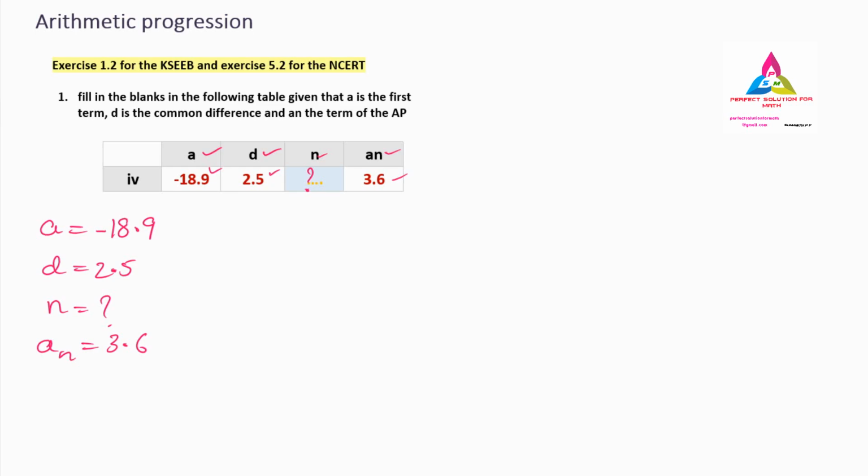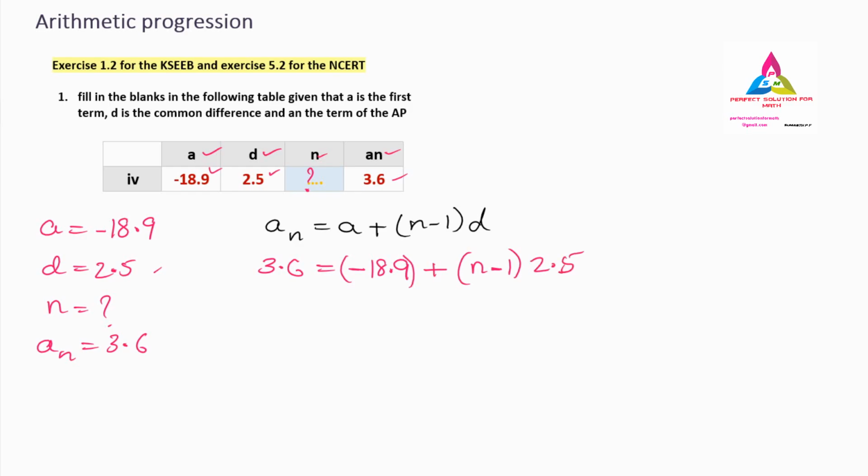The formula of an AP, that is nth term, is nothing but an is equals to a plus n minus 1 into d. So substitute the value in the formula. An value is 3.6. Directly we can write 3.6. A value is given, that is minus 18.9. So when we have minus, it is better to put it in a bracket. Plus n value is not given. Now lastly they have given the d value. D value is nothing but 2.5. So this is the thing what they have given.